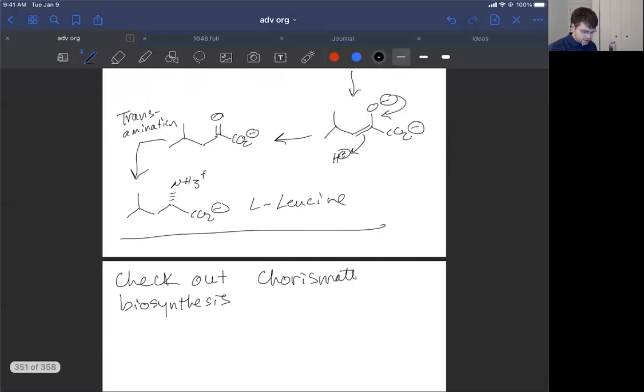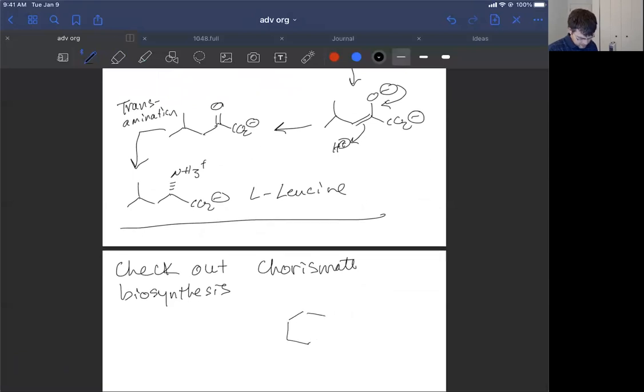So the chorismate biosynthesis looks like this. We're going to take this species with a wedge here. That's going to go to an enol ether carboxylate. Oh, excuse me. We're going to have an OH as a dash. Okay, so there's chorismate. And chorismate's an important precursor to the biosynthesis of several of the aromatic amino acids.